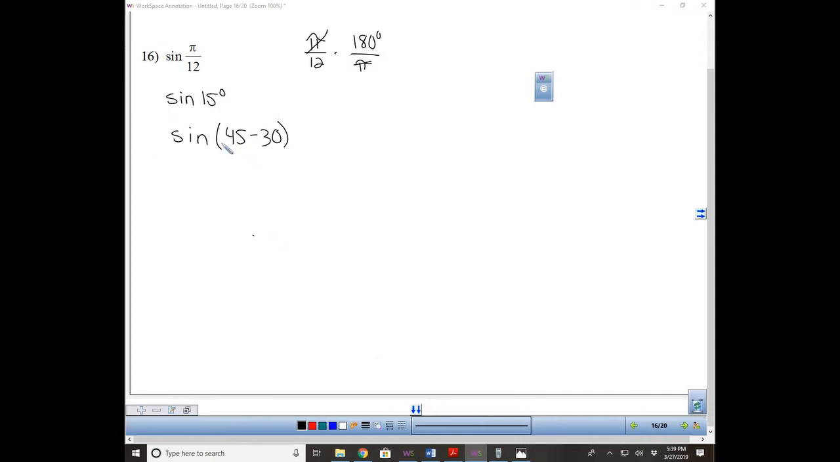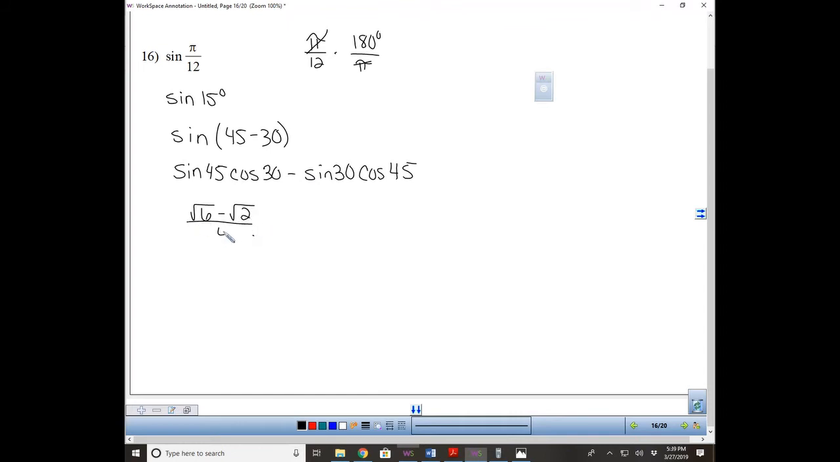Okay. So sine of 45 minus 30. I'm going to use the sine difference formula. So I've got sine of 45 cosine of 30 minus sine of 30 times cosine of 45. And you can just plug in directly from there and you get the square root of 6 minus the square root of 2 over 4.